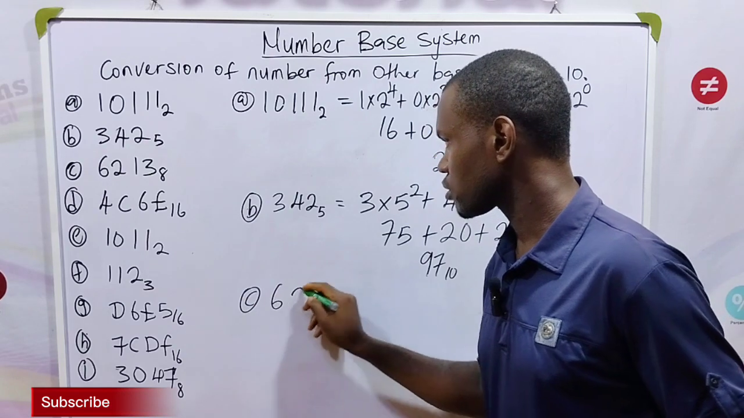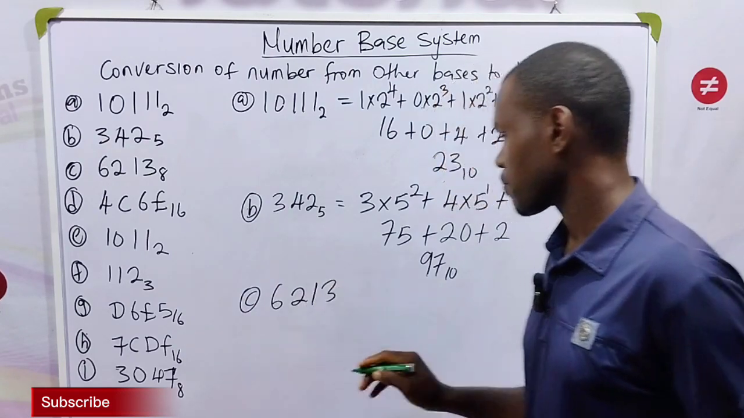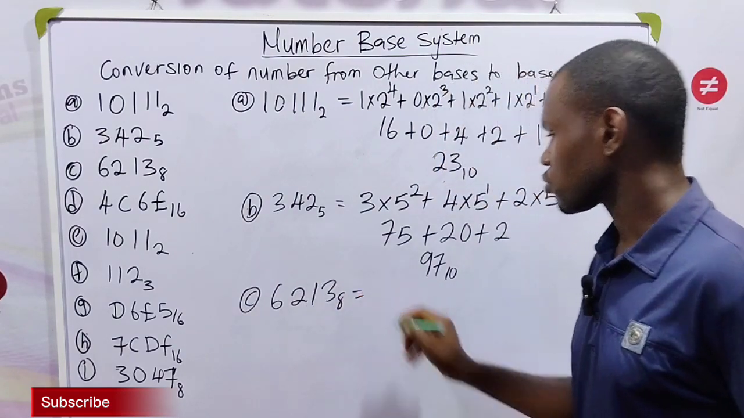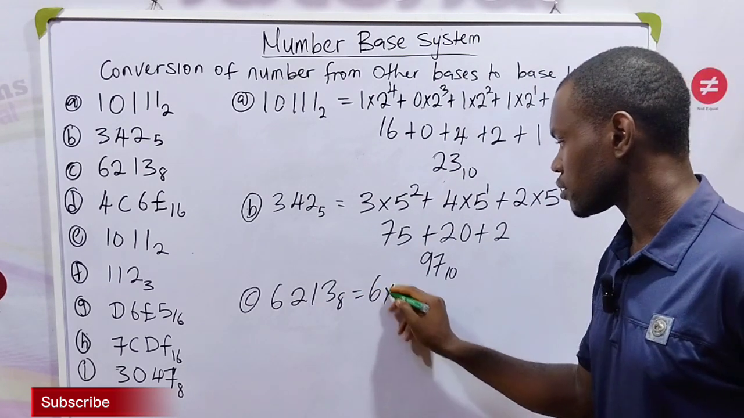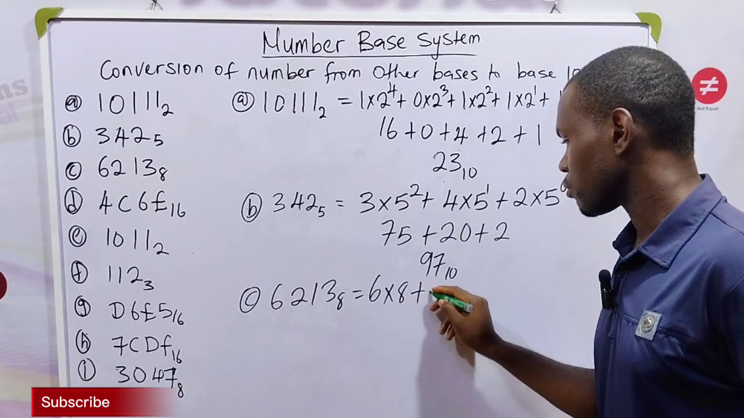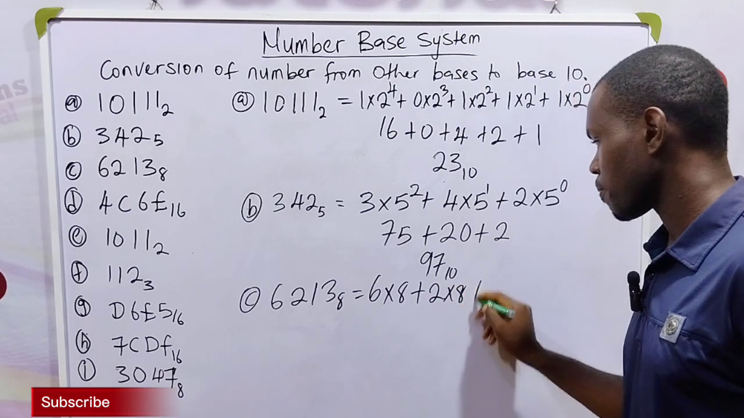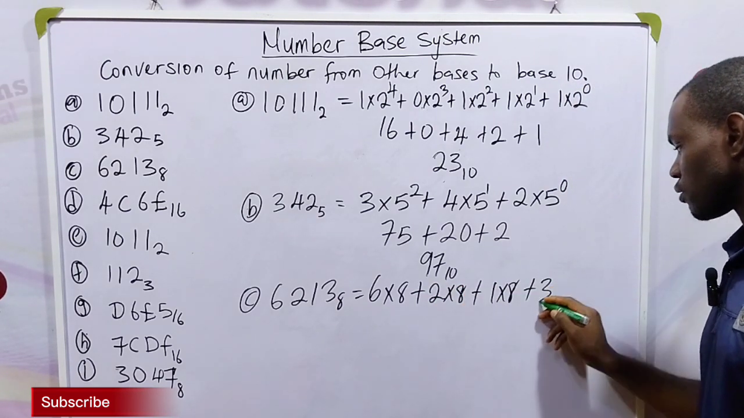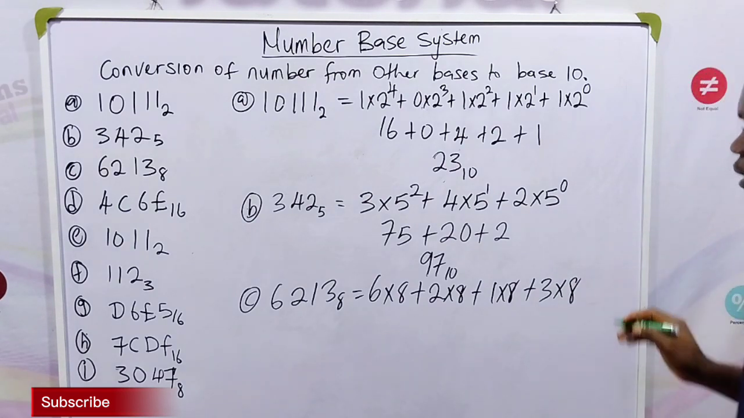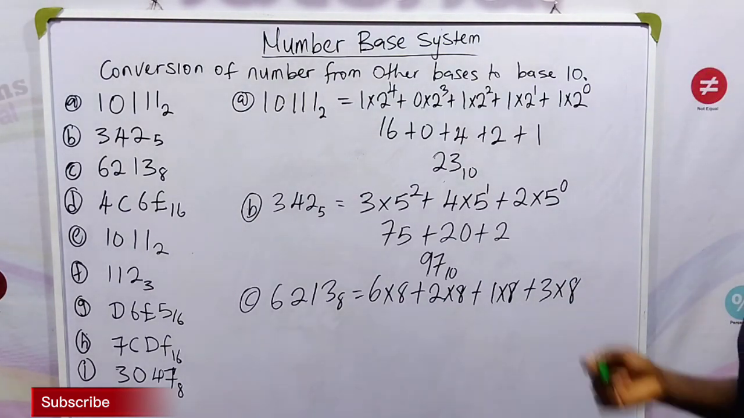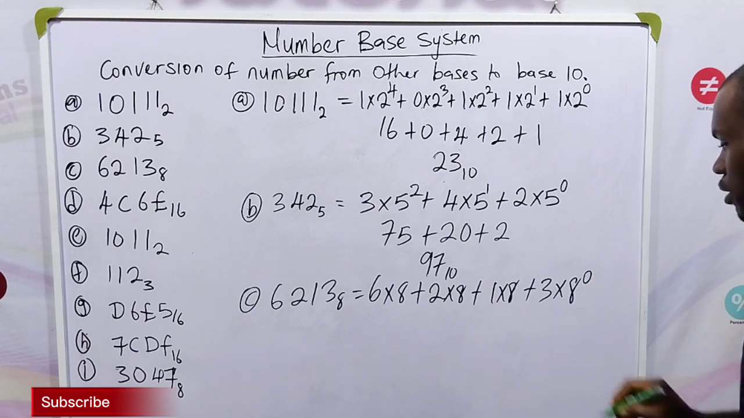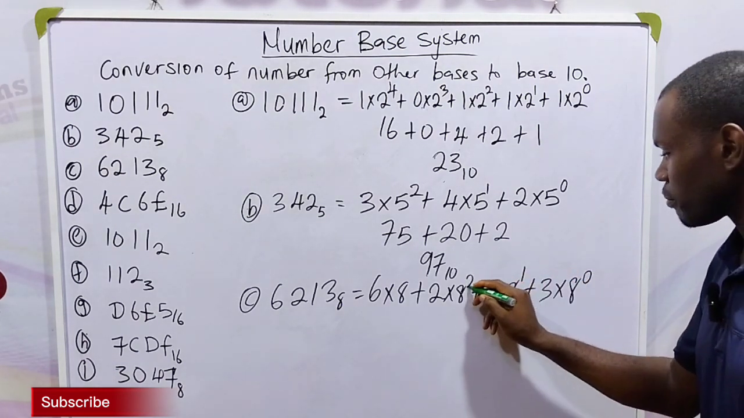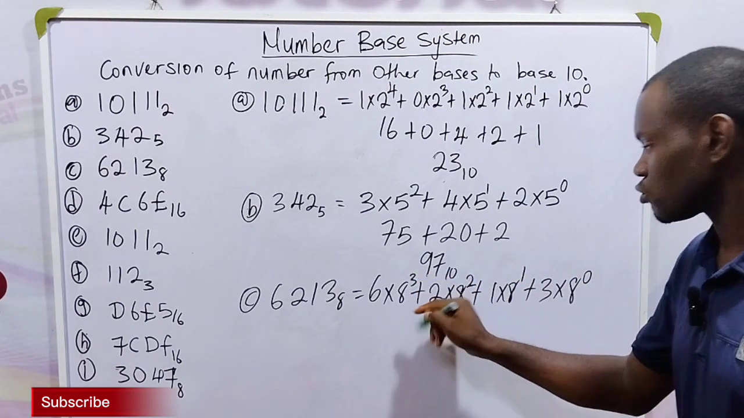So we have 6213 in base 8. So let's expand. 6 times 8 plus 2 times 8 plus 1 times 8 plus 3 times 8. Then assign your exponents, or you call it your indices or your powers. Remember that you are assigning the powers to your base.